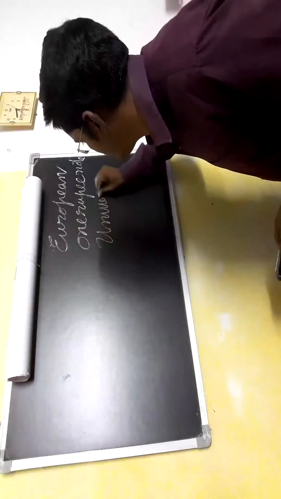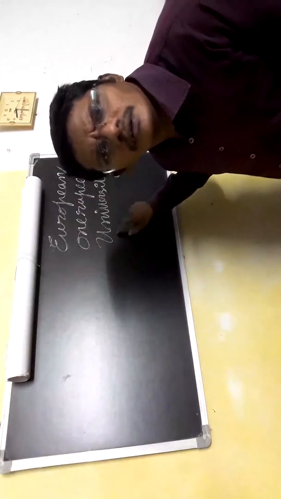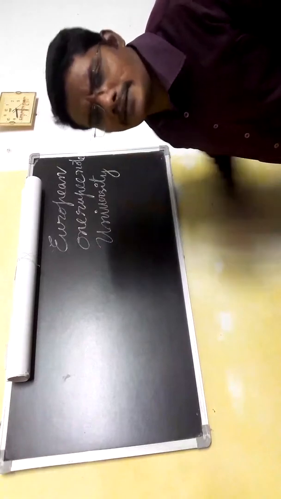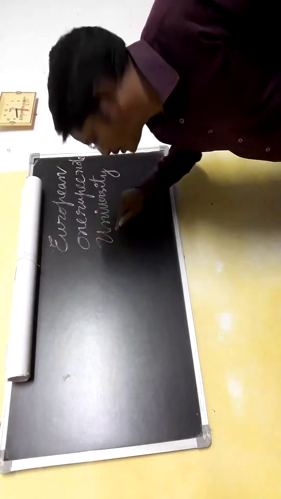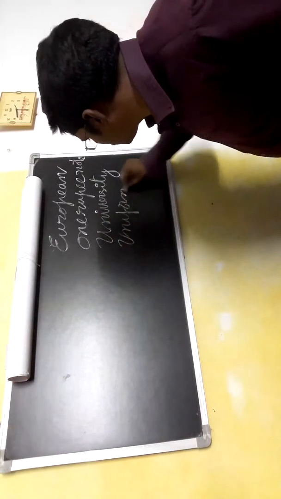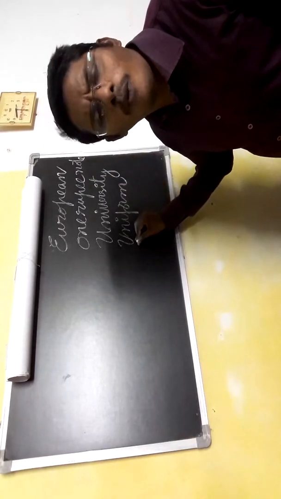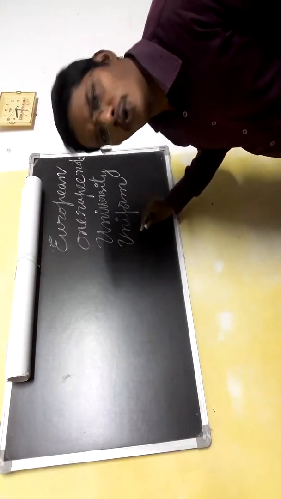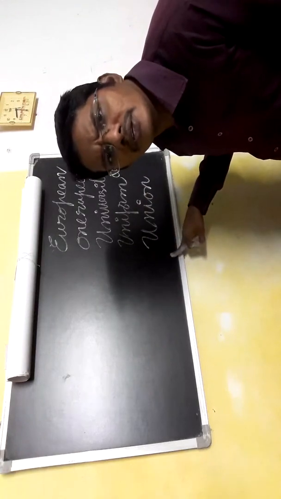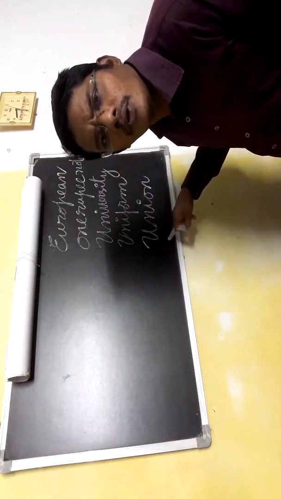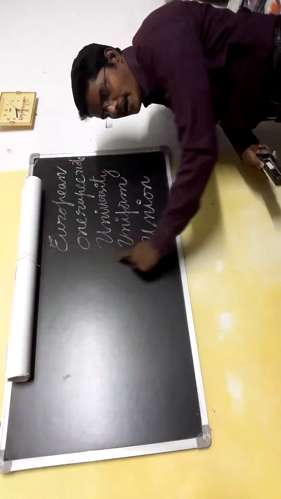University. Is the first letter a vowel or consonant? Vowel. Yes, very good. So European, E, vowel, and one rupee note. University, U, vowel. Uniform. Is that U a vowel or consonant? Vowel. Okay. Union, U-N-I-O-N. Is that first letter a vowel or consonant? Vowel. Am I right or not? Are you able to see? All these letters are vowels.